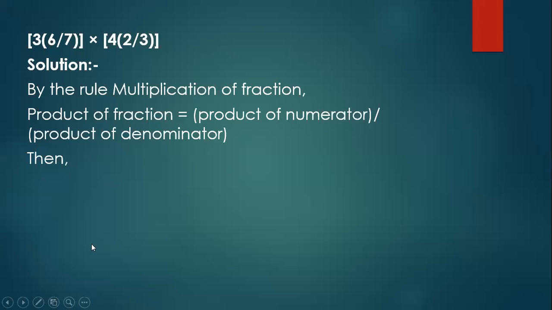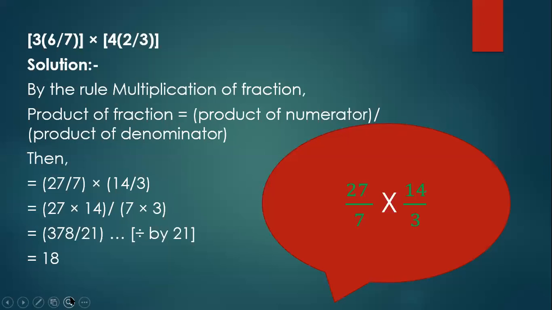7 multiplied by 3 gives us 21. 21 plus 6 gives us 27. So it would be 27 by 7. Similarly, 3 multiplied by 4 gives us 12. 12 plus 2 is 14. 14 by 3. Okay, how would I do this? 27 by 7 and 14 by 3.